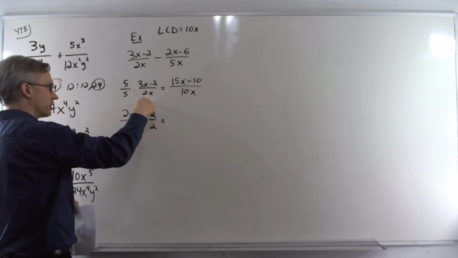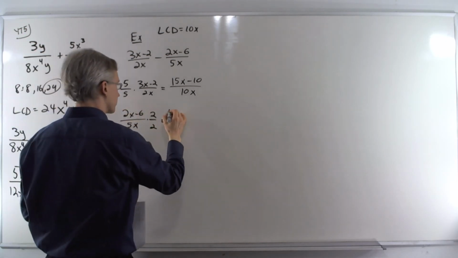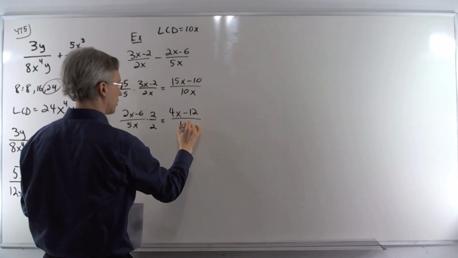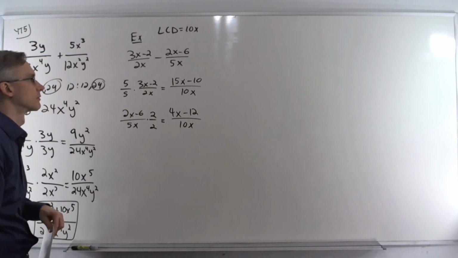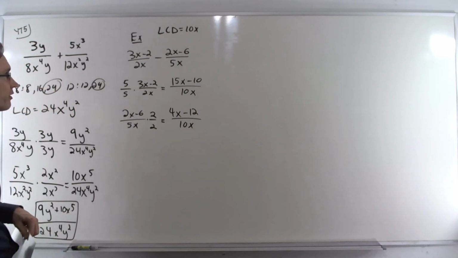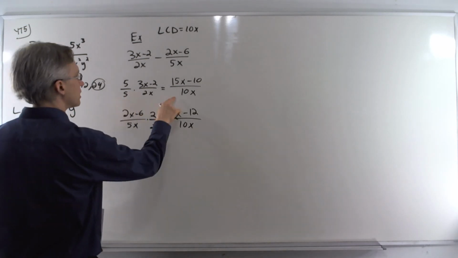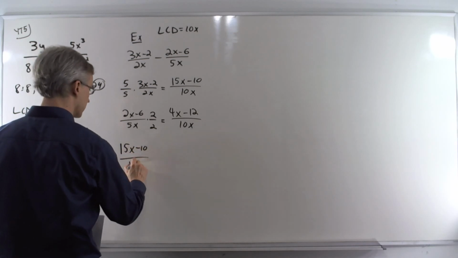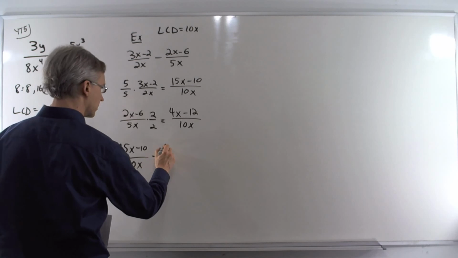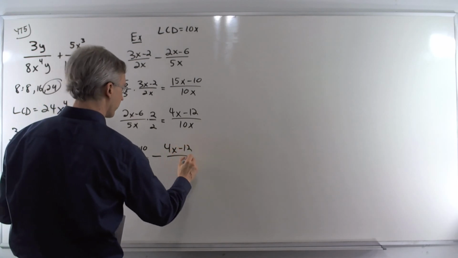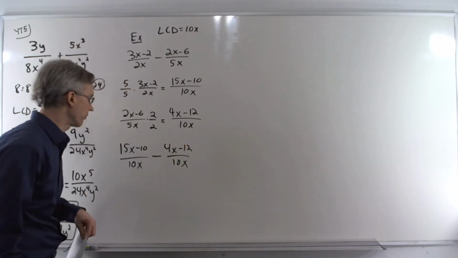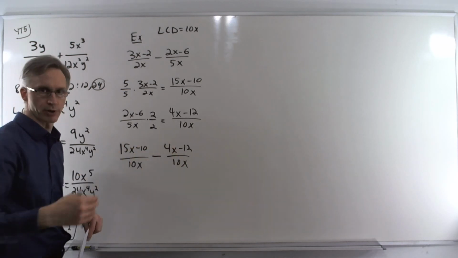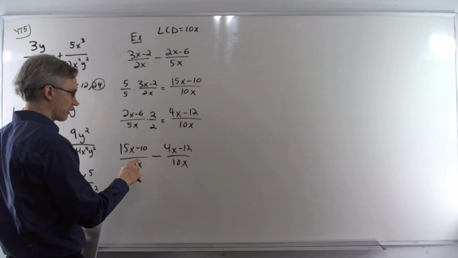Now we're distributing 2 into this binomial. That gives us 4x minus 12 over 10x. And now we're ready to subtract the fractions. So the first one was this one, so 15x minus 10 over 10x minus 4x minus 12 over 10x. Now we have to be very careful when subtracting, because we're subtracting a negative. So first off, let's do the x terms.